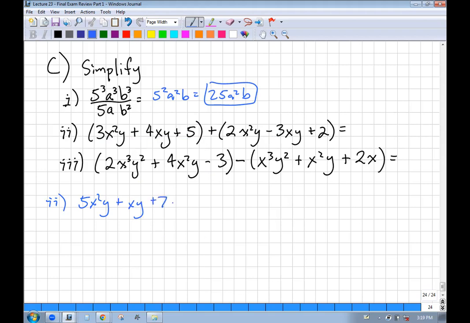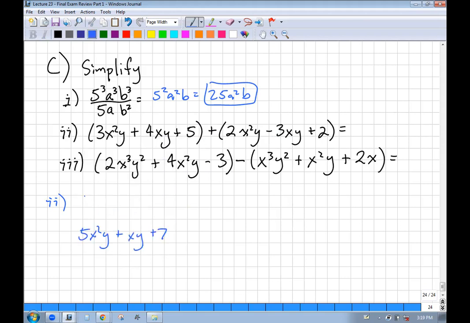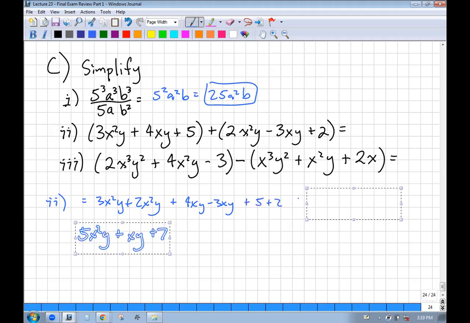So let's see, how would I show my work? If I was going to write something to show my work, I would write, this is 3x squared y plus 2x squared y. And then 4xy minus 3xy. And then 5 plus 2. All right, just rearranging them.